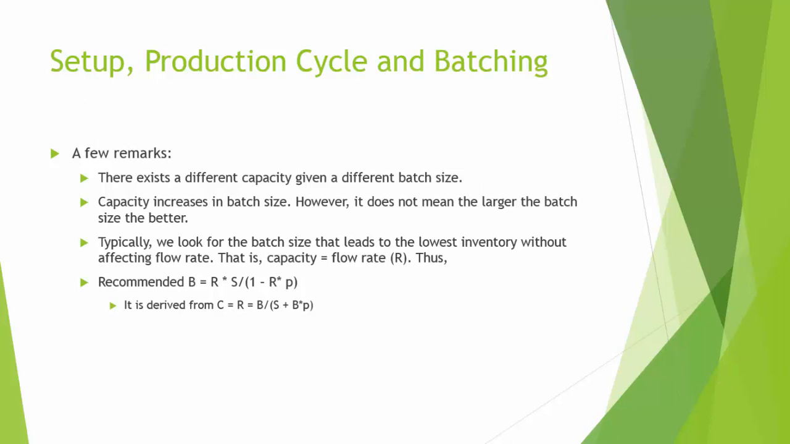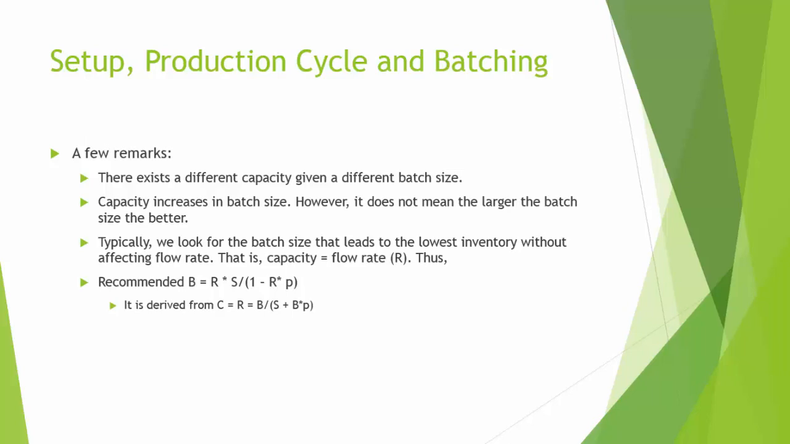Lastly, we typically look for the batch size that leads to the lowest inventory without affecting flow rate. That is to say, capacity C is equal to the flow rate R. As a result, we can derive the formula for computing the recommended batch size based on the flow rate. The recommended batch size is equal to flow rate R times setup time S divided by 1 minus R times flow unit process time P.